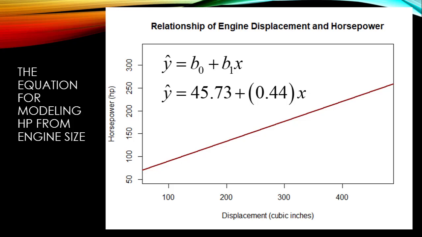Of course, 0.44 means 44 hundredths, so there's a way to make this more understandable for our research fan club. Instead of thinking in terms of a single cubic inch increase, what about if we increase the size of the engine by 100? That would mean we get an increase of 44 horsepower. Don't you agree that this is easier to understand? For every 100 cubic inch increase in engine displacement, we expect an increase of 44 horsepower.